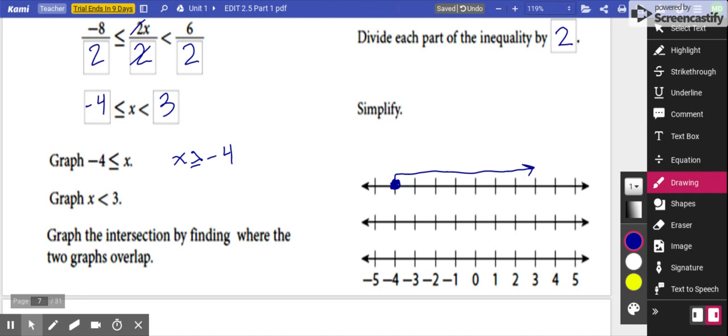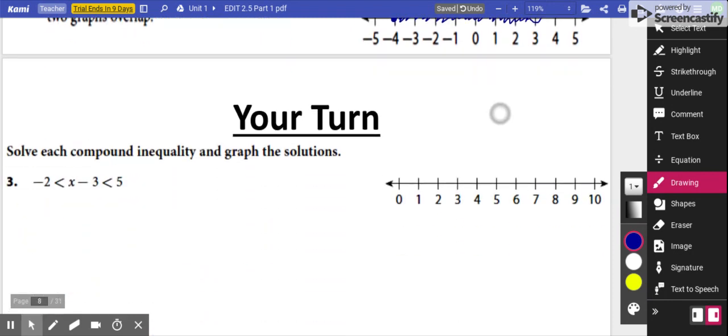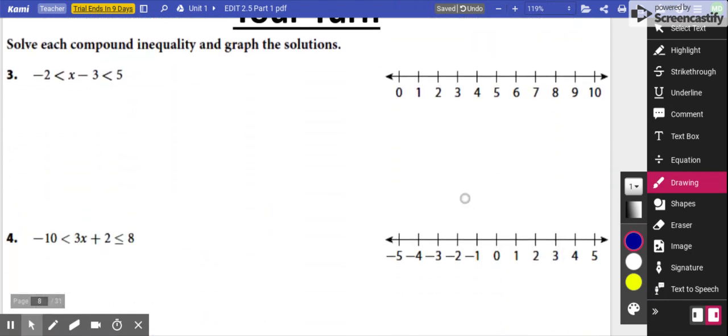I'm going to graph x is less than 3, so I'm going to find 3. Open circle. We're going to shade everything to the left. And then all we have to do is put these together. Closed circle on -4. Open circle on 3. And then we're going to shade everything in between. Now I want you guys to try the your turn problems, 3 and 4. And when you're done, come show it to me.